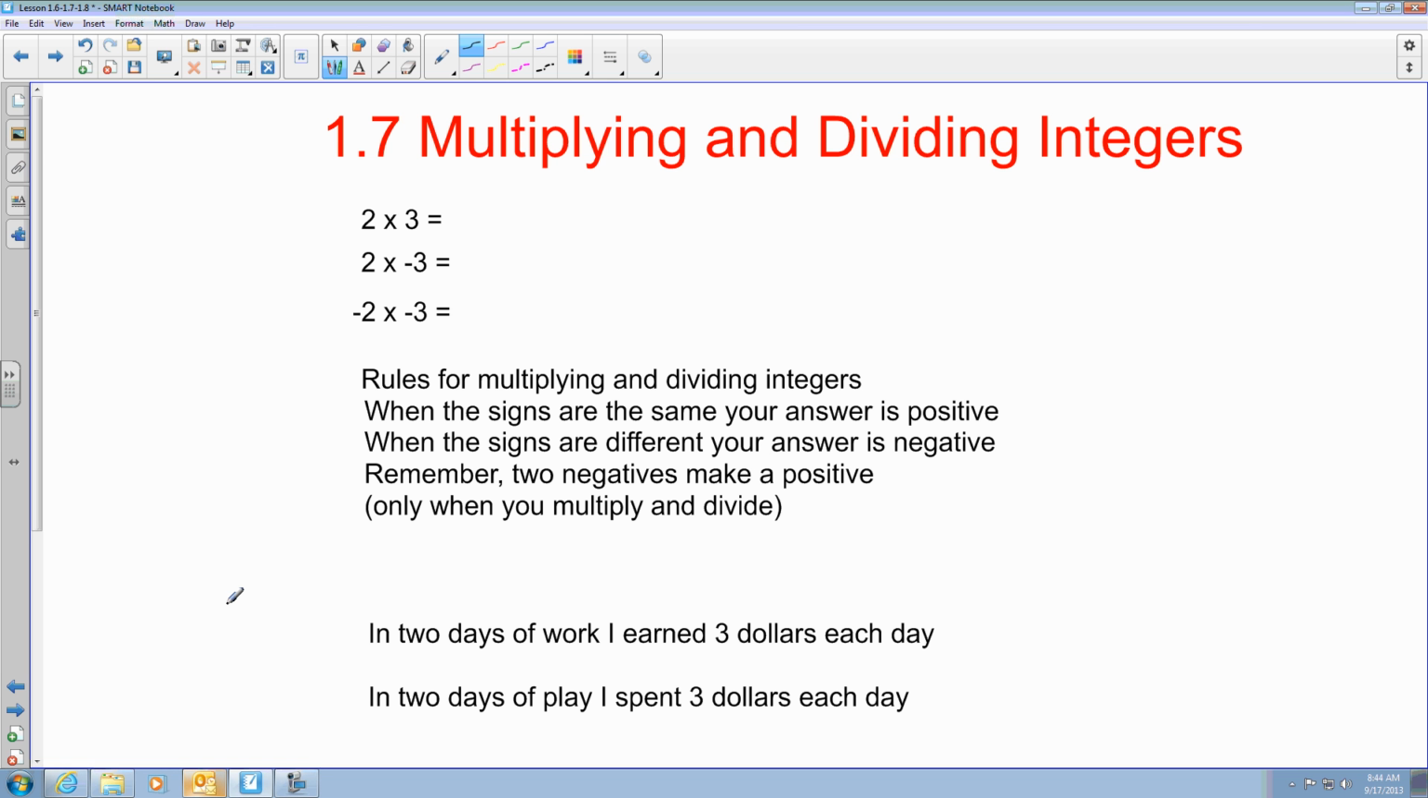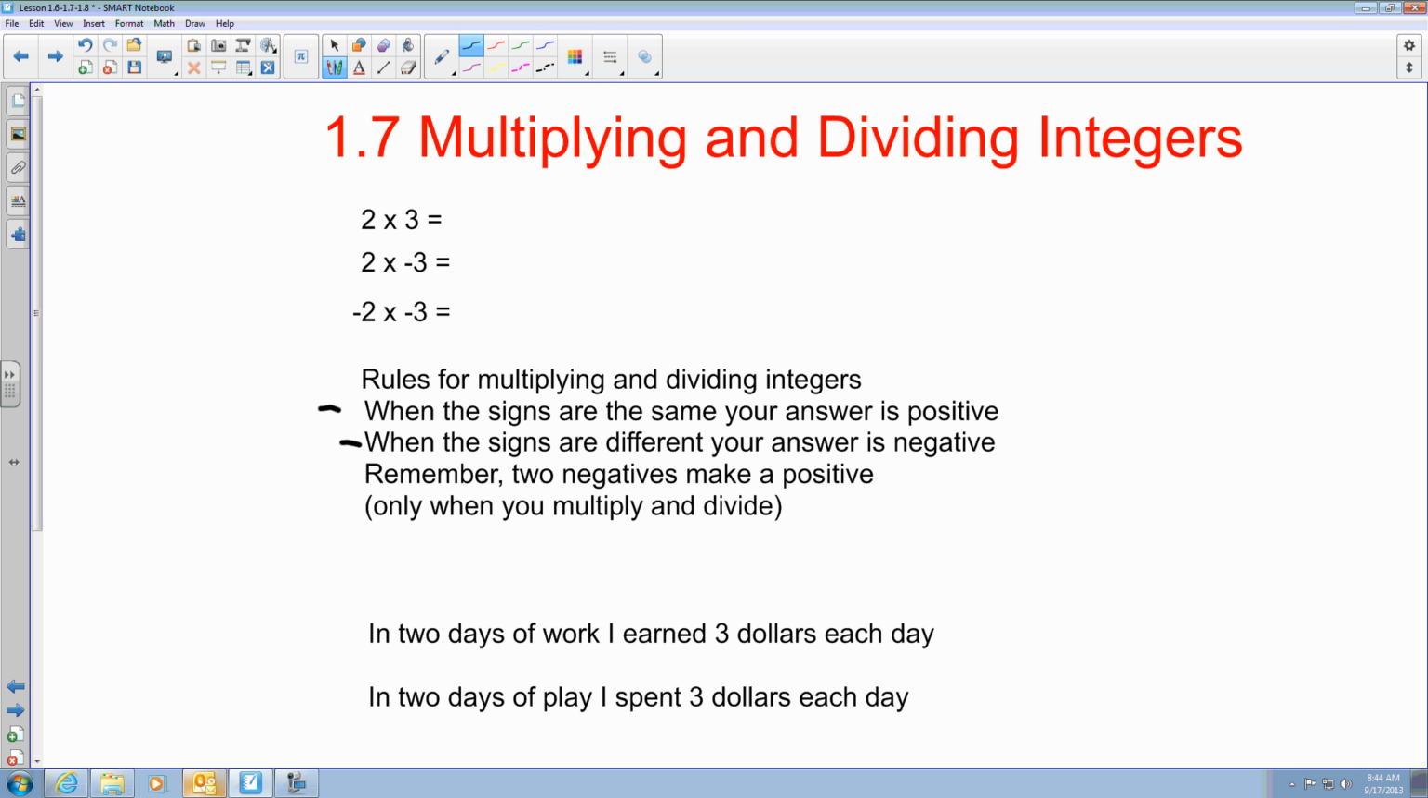We come upon 1.7, where we're going to be multiplying and dividing integers. Just like in adding and subtracting integers, there are rules that we need to follow. The rules are: when the signs are the same, the answer is always positive. When the signs are different, your answers are always negative. So one thing to keep in mind is that 2 negatives make a positive.